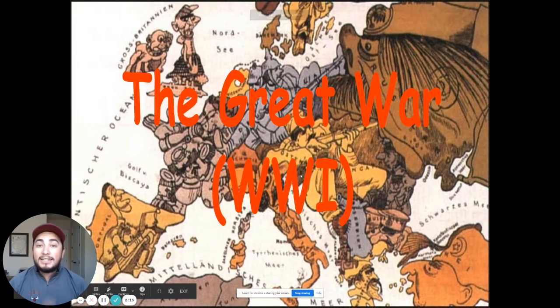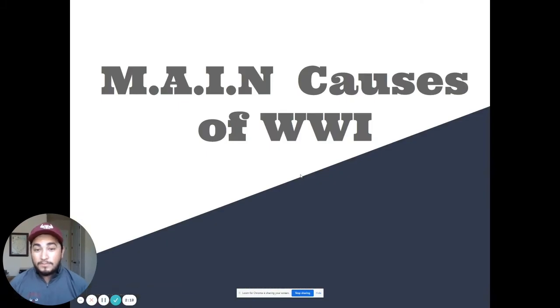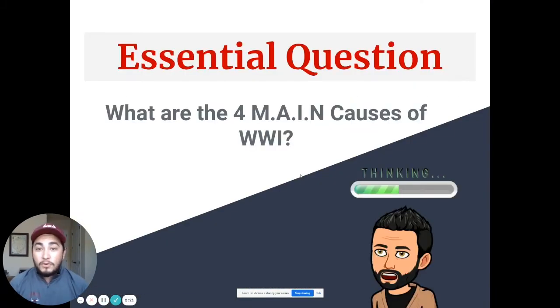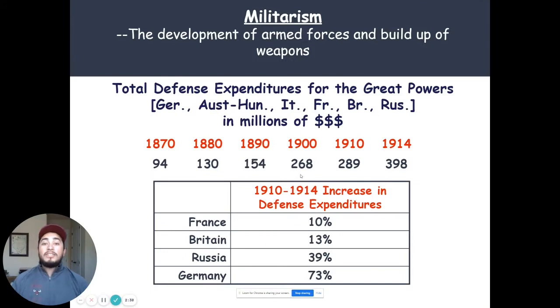We're talking once again about the Great War. Now, our main focus in this lecture is: what are the 4 main causes of World War I? That is our essential question. If we can answer that, we were successful today. So let's learn that abbreviation of MAIN, with the first definition being militarism.